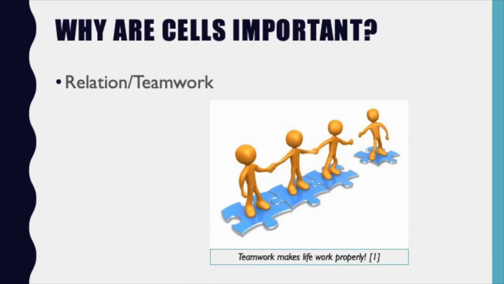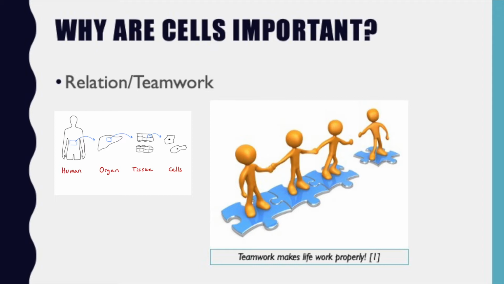The final reason I'll mention for cells being so important is teamwork. Cells are able to work together to make bigger and cooler things. All living things are made of cells, just kind of like we talked about in that first introduction part. Cells are able to make up tissue, those make up organs, and that makes up a human. So everything that's alive, no matter how small or big it is, is made entirely of cells, and that's because they're able to work together as a team.